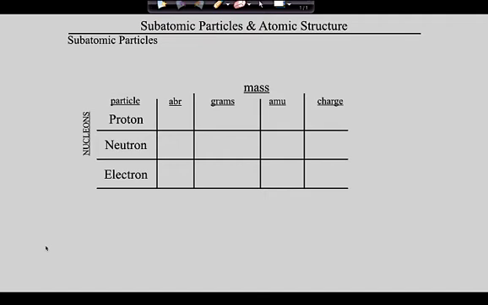Okay, so now what we're going to do is work from left to right, and talk about the abbreviations for these particles, their masses, and then their charges. These are all things you're going to need to understand to move forward. Make sure you're writing these down carefully. For example, the abbreviation of a proton is capital P positive, and the positive is superscripted on the right.